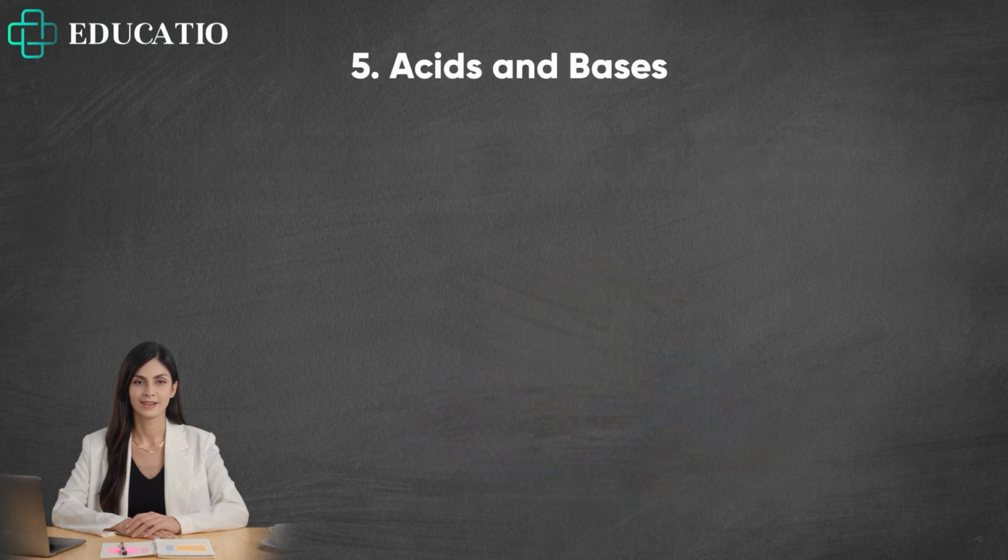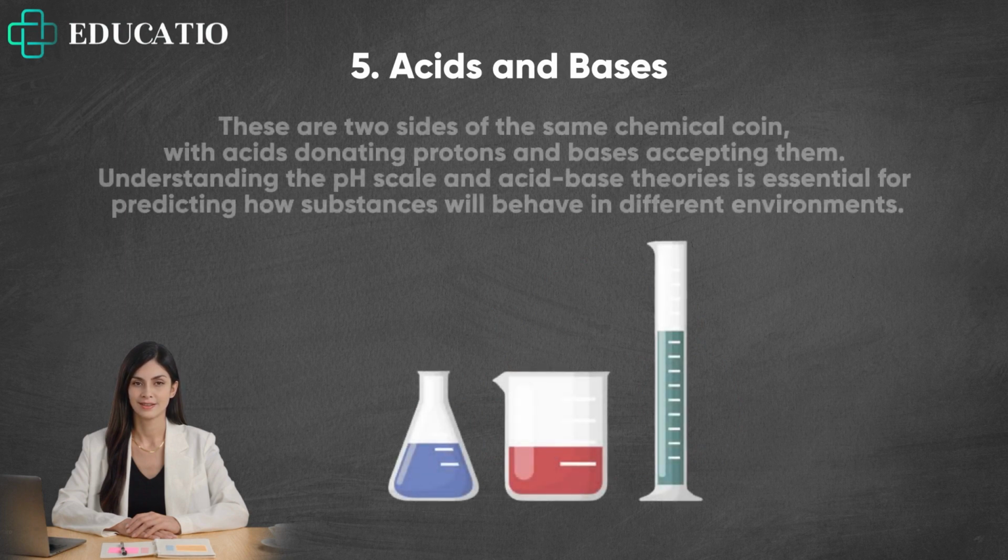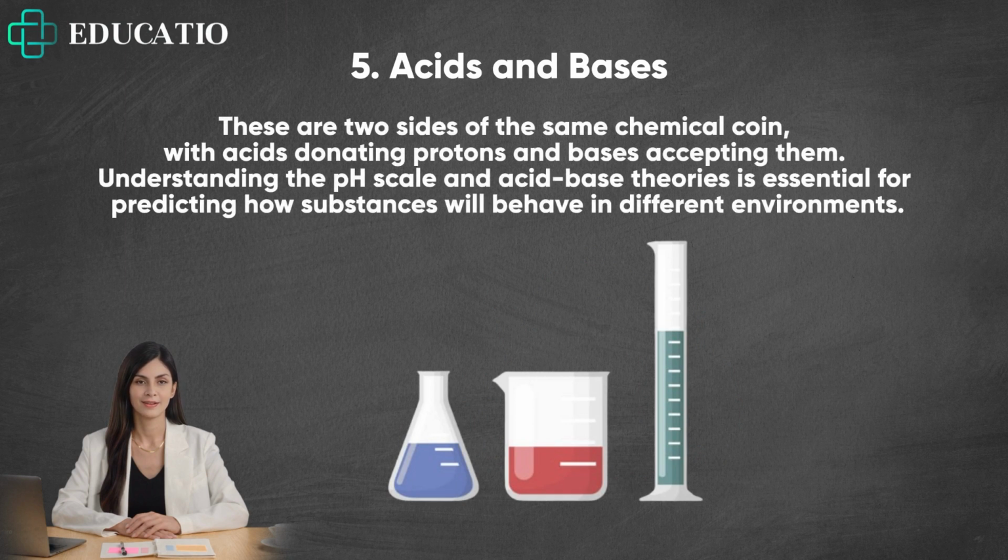5. Acids and bases. Last but not least, let's explore acids and bases. These are two sides of the same chemical coin, with acids donating protons and bases accepting them. Understanding the pH scale and acid-base theories is essential for predicting how substances will behave in different environments.